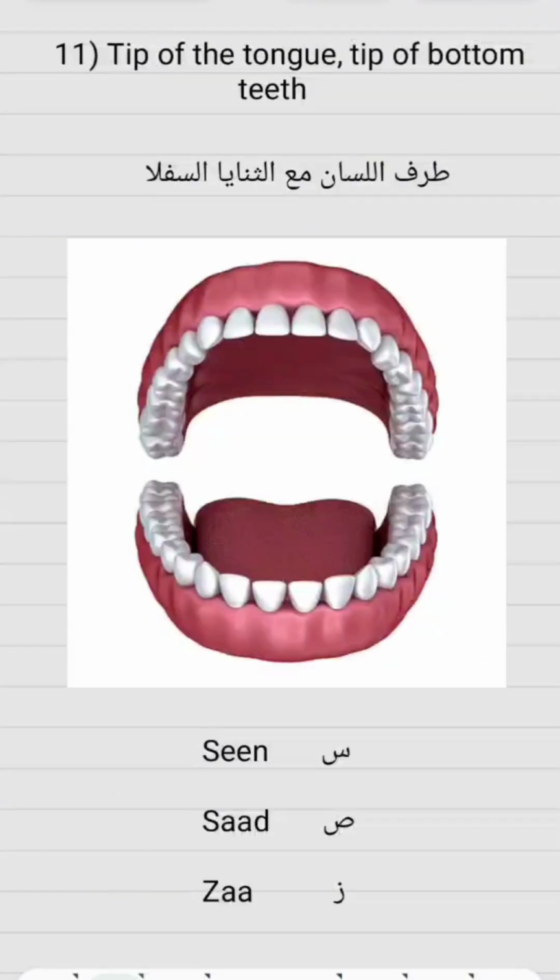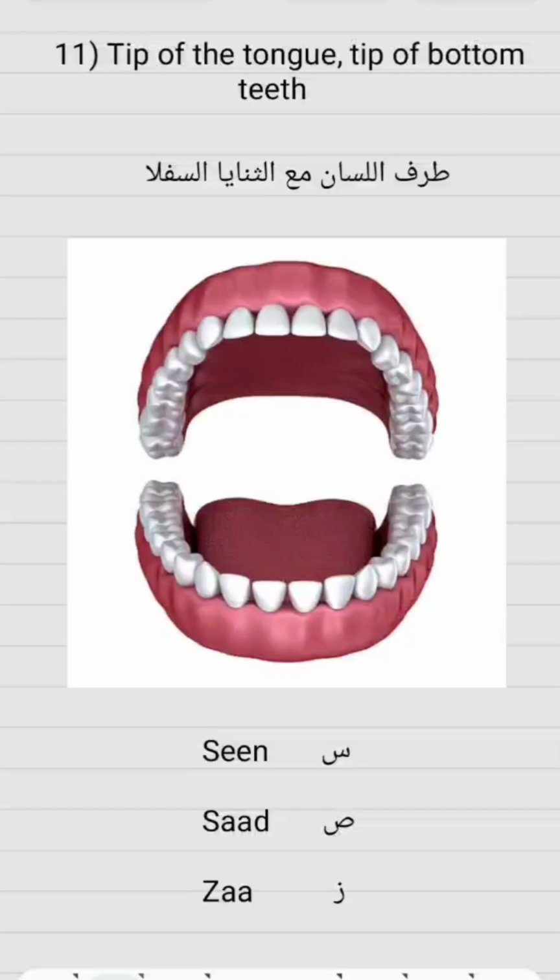The next pronunciation we have is طرف اللسان مع الثنايا السفلى. Okay, so عليا in Arabic means on the top, sufla means at the bottom. Thanaya are the central incisors. This pronunciation also produces three letters: sin, sod, and za.